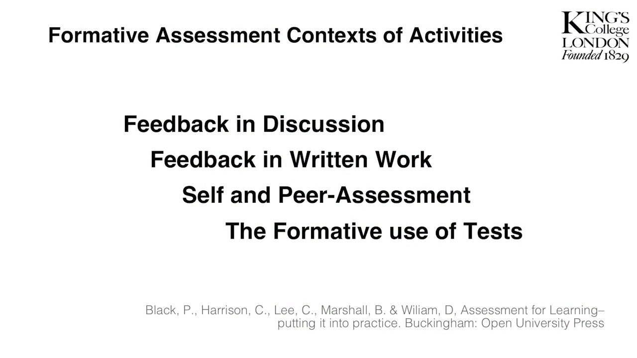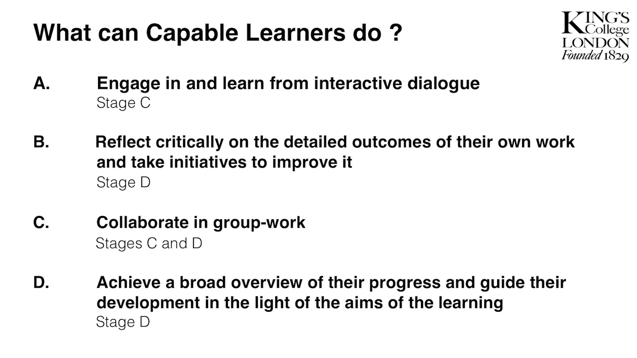What I've been talking about on one level is feedback in discussion, feedback in written work, self and peer assessment, the formative use of tests. Those are the activities within which these things happen. But reflecting on what comes out of that in terms of learning, by asking this question, what can capable learners do? If we're trying to develop, as a fundamental aim, capability as learners, they can engage in and learn from interactive dialogue. That's the formative assessment and dialogic teaching of the example I used. They can reflect critically on the detailed outcomes of their own work and take initiatives to improve it. That's peer assessment and the formative feedback, giving comments and not marks or grades. They can collaborate in group work, which is not just something that helps learning, but should be an end in itself.